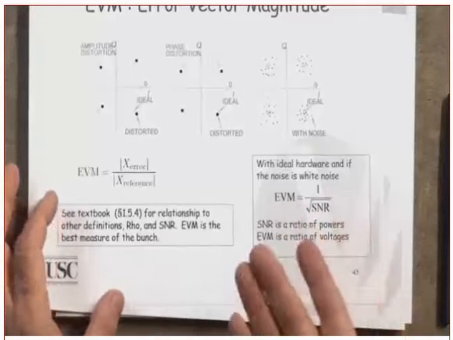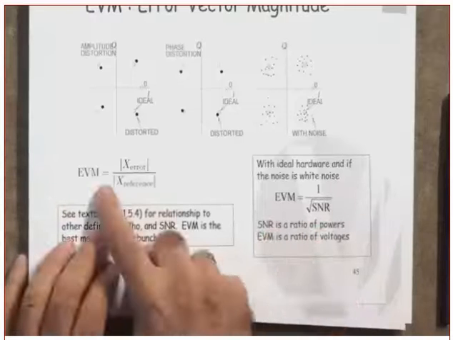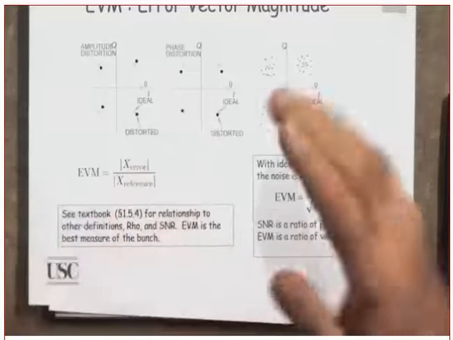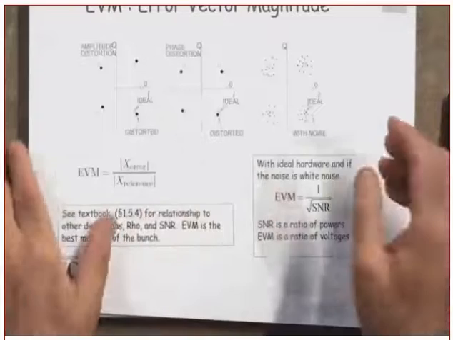This equation is straightforward. What does it tell you? It tells you as the signal to noise ratio increases, that results in the error vector magnitude going down. Is that good or bad? That's good. The error vector magnitude goes down.